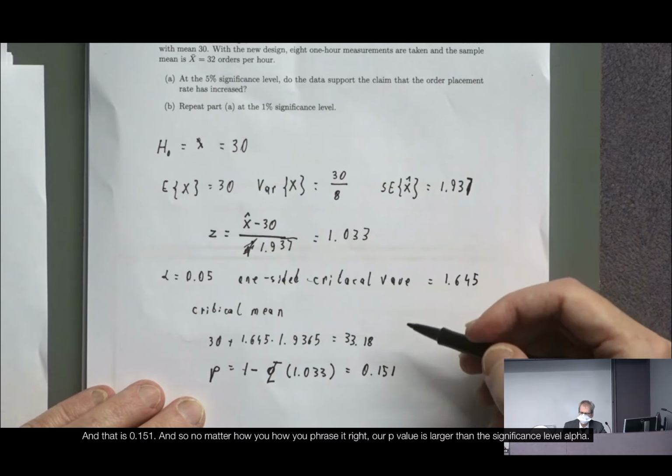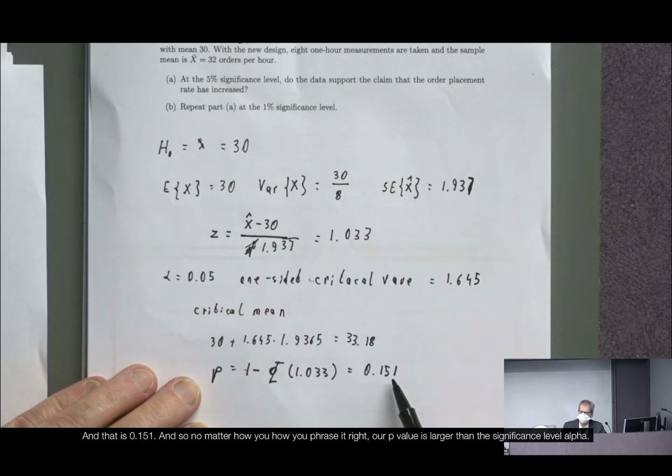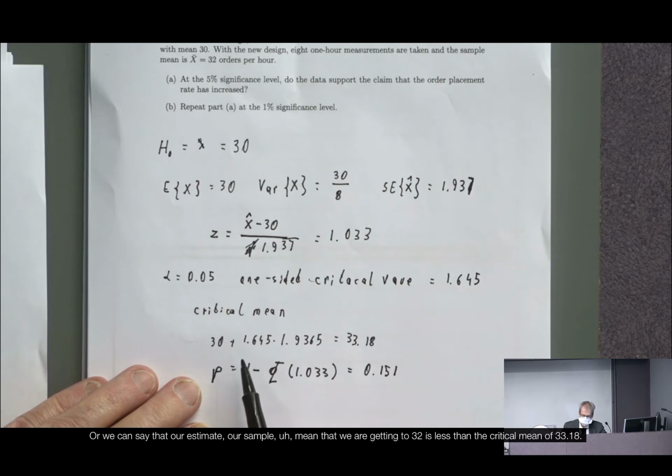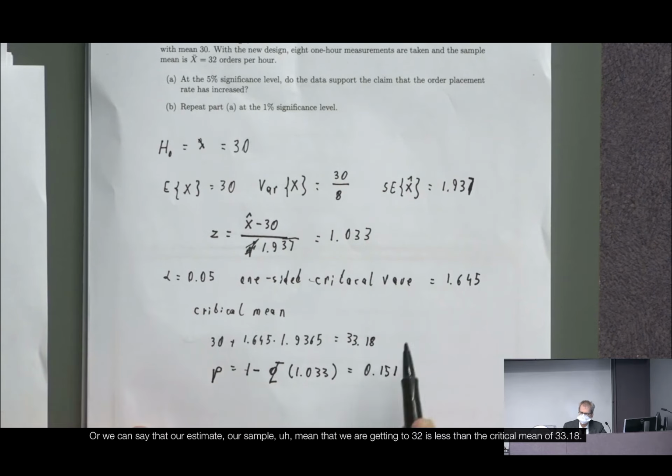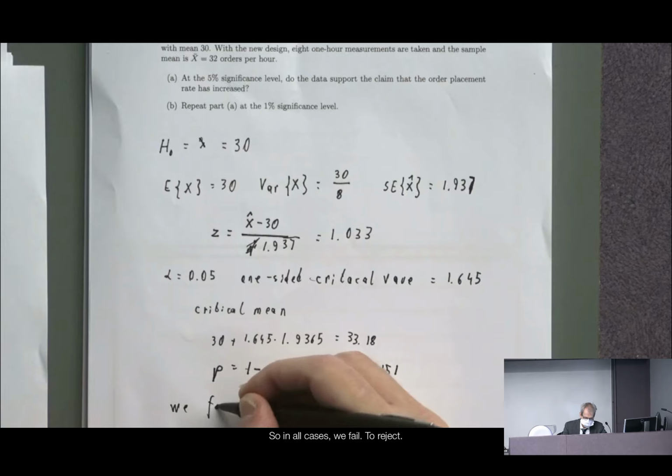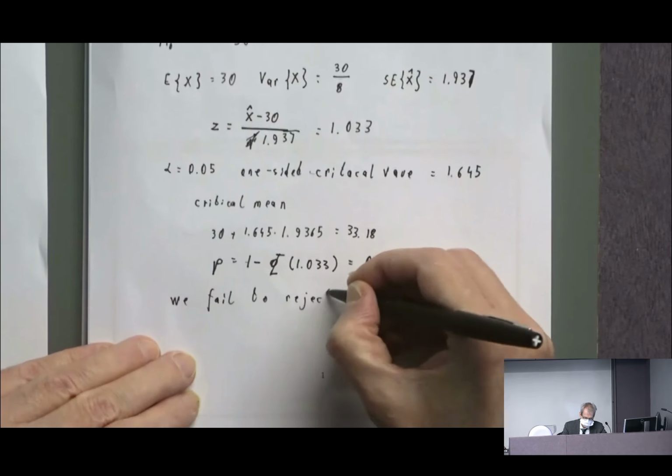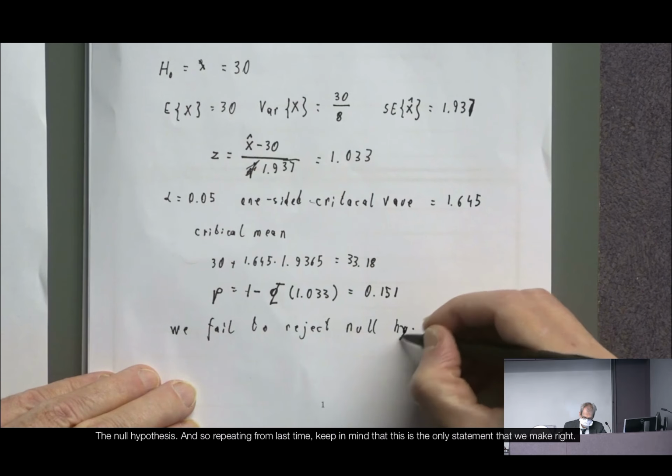And so no matter how you phrase it, our p-value is larger than the significance level alpha, or we can say that our sample mean of 32 is less than the critical mean of 33.18. So in all cases, we fail to reject the null hypothesis.